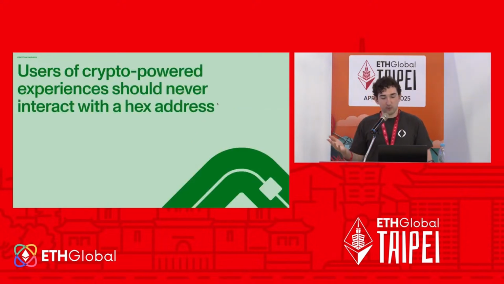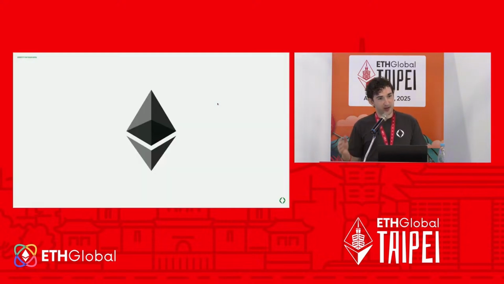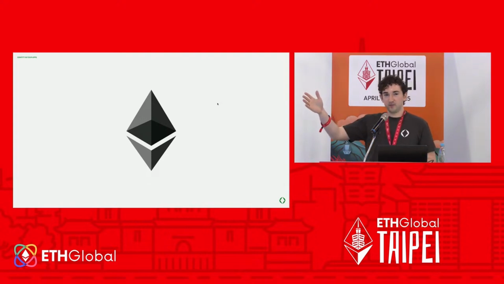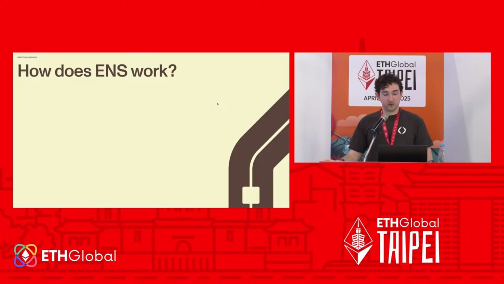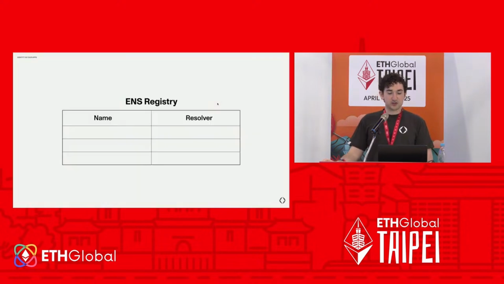But to recap, why is this important? The goal is users of crypto-powered experiences should never have to interact with a hex address. And a way to visualize that is, this is the Ethereum logo, and the ENS logo is actually a wrapper around the Ethereum logo. That's how it was designed. We want to make Ethereum easier to use and more friendly, and that came from the very beginning of the logo. So from the technical side, how does ENS work?